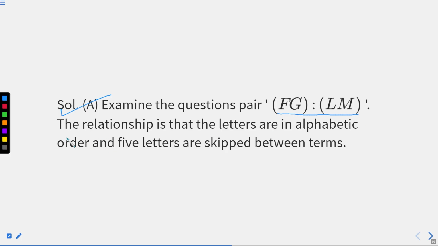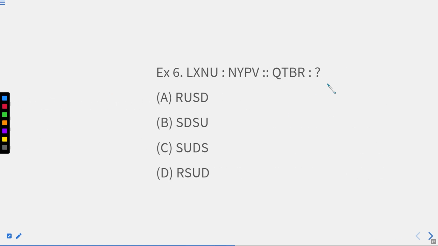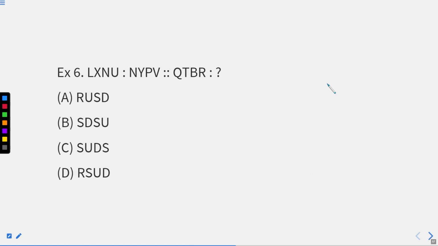You can write the relation like this as well. The relationship is that the letters are in the alphabetical order and 5 letters are skipped between them. We know that they are in the alphabetical order and 5 letters are skipped between them, right? I hope this part is clear, right? Now, I am moving to the next question, where we are going to deal with a different kind of question, right?